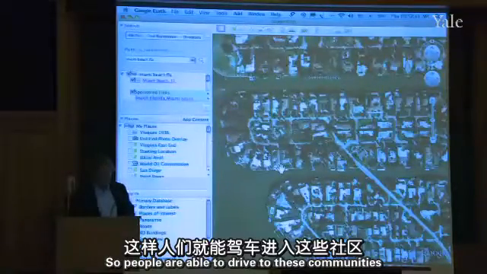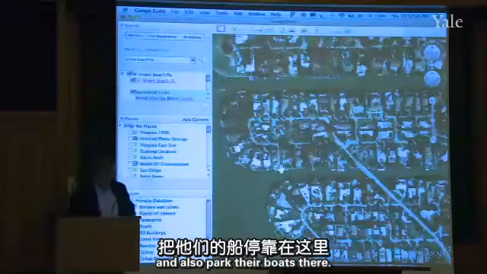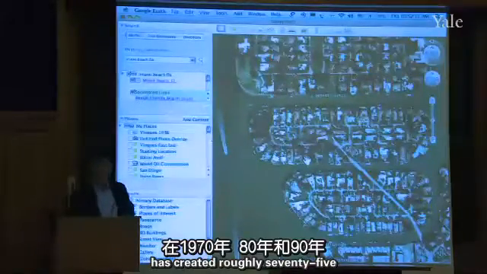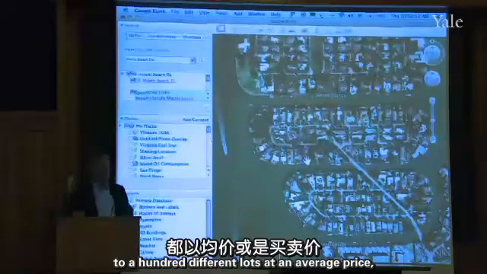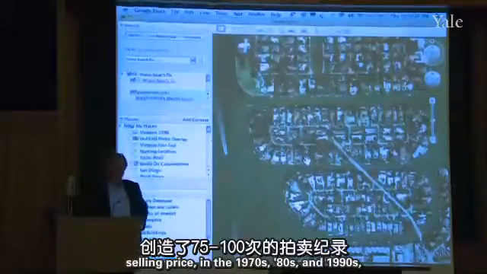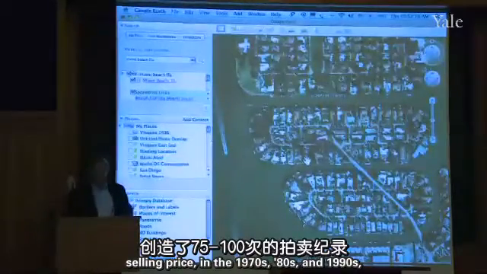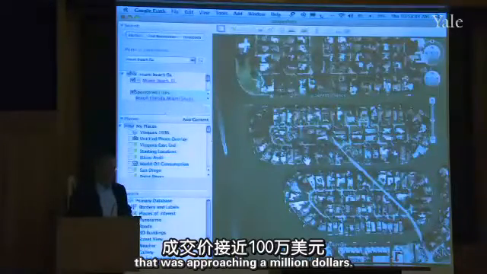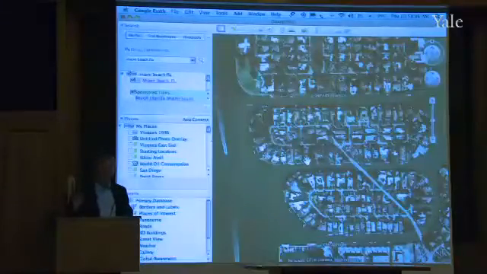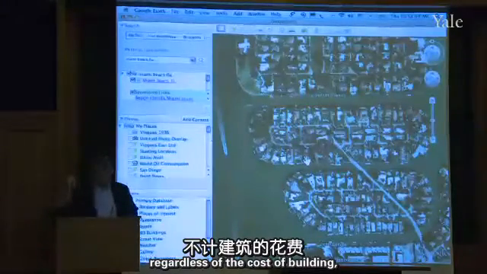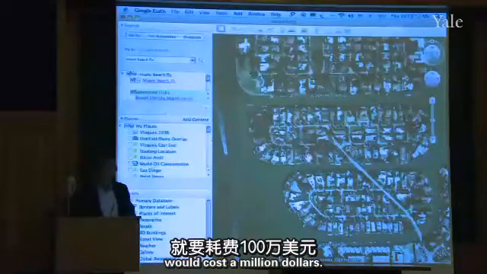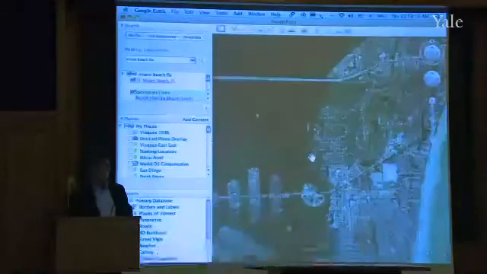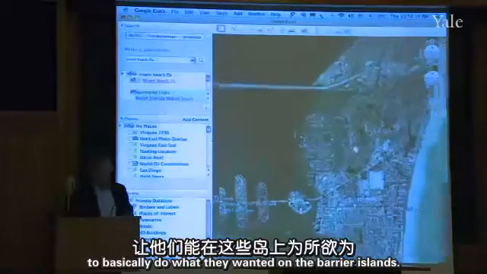So people are able to drive to these communities and also park their boats there, so that each one of these artificial islands has created roughly 75 to 100 different lots, at an average selling price in the 1970s, 80s, and 90s that was approaching $1 million. So just to buy the property alone, regardless of the cost of building, would cost $1 million. Developers were given the license to basically do what they wanted on the barrier island.